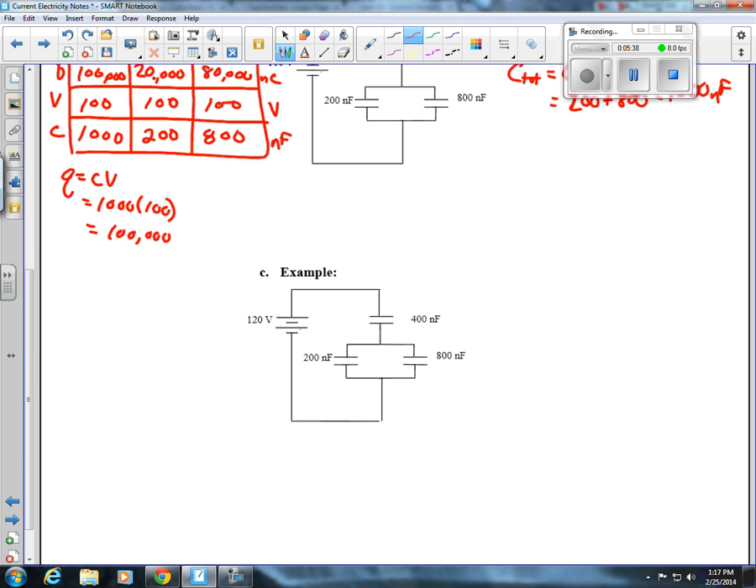Now here's a more complex one. I have the 200 and the 800 in parallel, but then I have a 400 in series with it. So again, I'm going to find the equivalent capacitance.